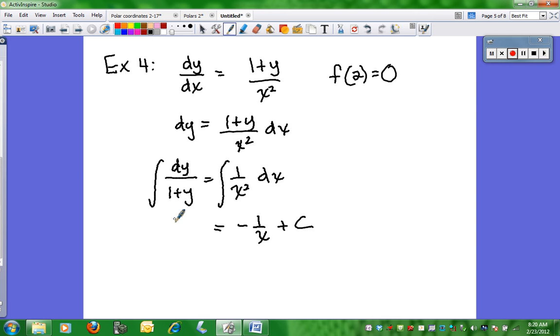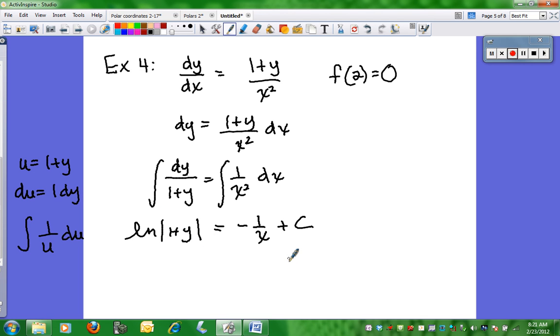Over here, this looks like the one we did before. It is a little u substitution action. I'm going to do it over here in the blue. U is 1 plus y. Du is equal to 1 dy. So I'm really left with 1 over u du. The antiderivative of 1 over u, which we know is the natural log. So there's my natural log over there.